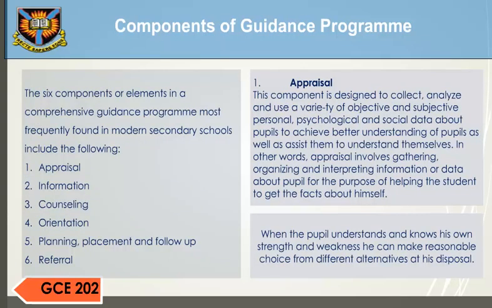Components of guidance program. The 6 components or elements in a comprehensive guidance program most frequently found in modern secondary schools include the following. 1. Appraisal. 2. Information. 3. Counseling. 4. Orientation. 5. Planning, placement, and follow-up.